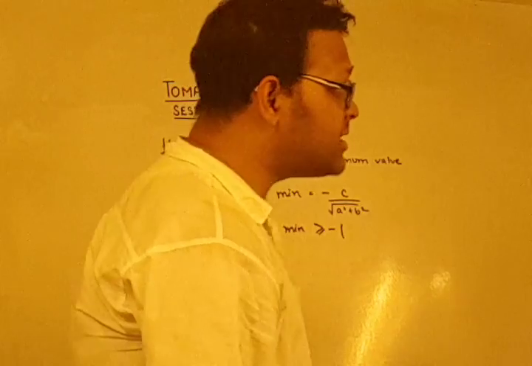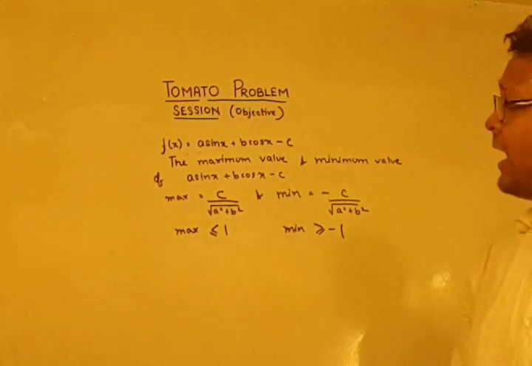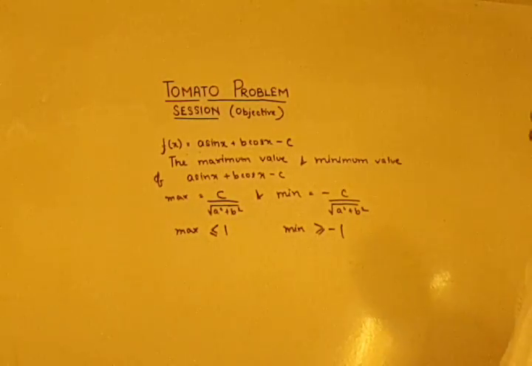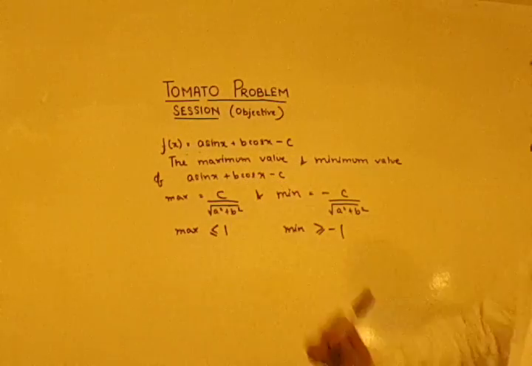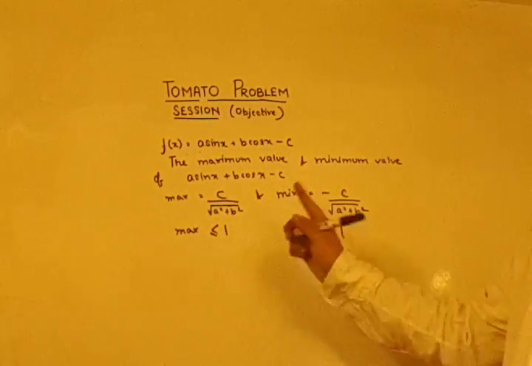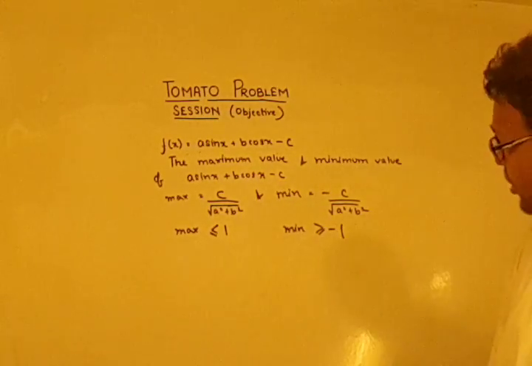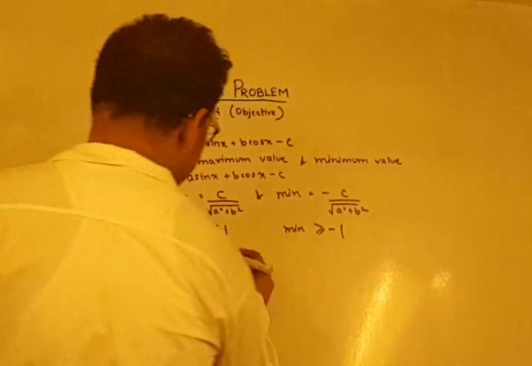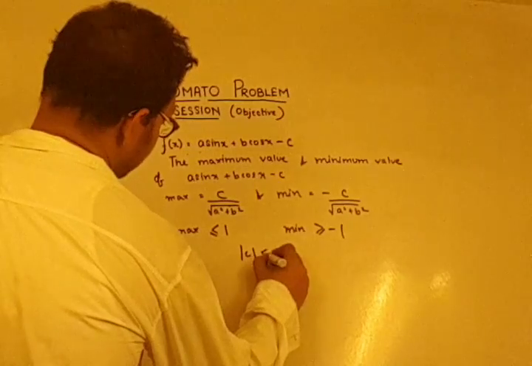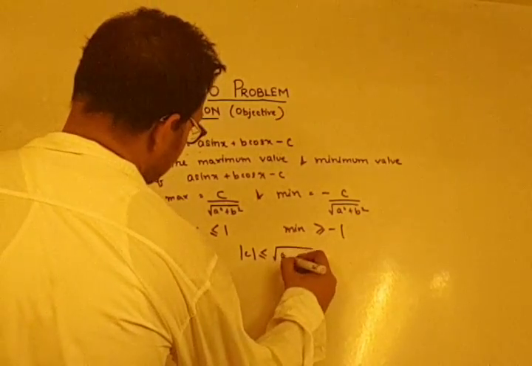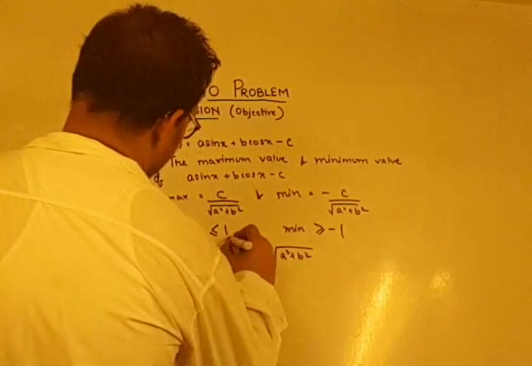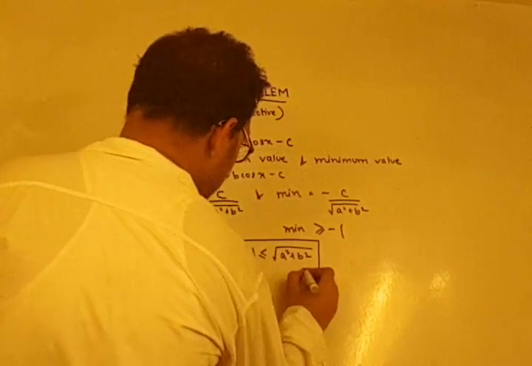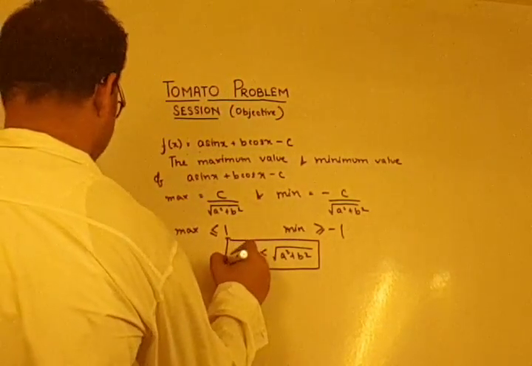So this is the condition for maxima and minima of trigonometric functions of these forms. So these must be the conditions, which means that since the maximum, mod c in both the cases must be less than or equal to root over of a square plus b square. And this is the most important concept that I will require.